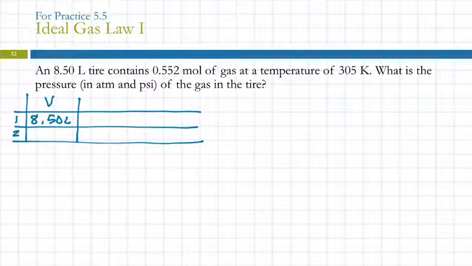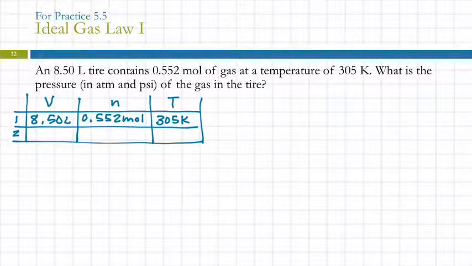And then I got 0.552 moles of gas, and we call that N, right? And then they're saying the temperature is 305 Kelvin. So that's the temperature. I have run out of numbers. There's nothing to put in the bottom row because nothing's changing.